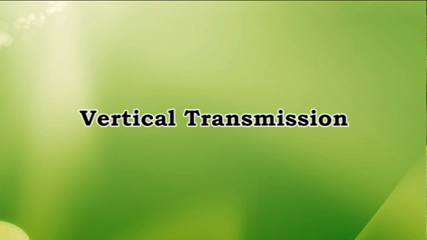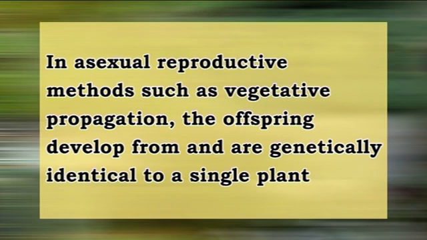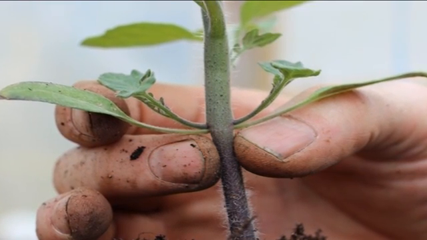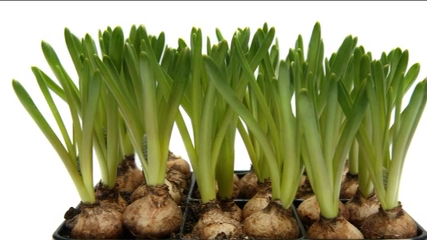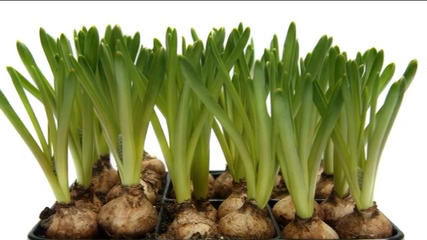The second mode of transmission is vertical transmission. In vertical transmission, the virus is inherited from a parent. This type of transmission occurs in both asexual and sexual reproduction. In asexual reproductive methods such as vegetative propagation, the offspring develop from and are genetically identical to a single plant. When the new plants develop from the stems, roots, bulbs, etc. of the parent plant, the virus is passed along to the developing plants. In sexual reproduction, viral transmission occurs as a result of seed infection.